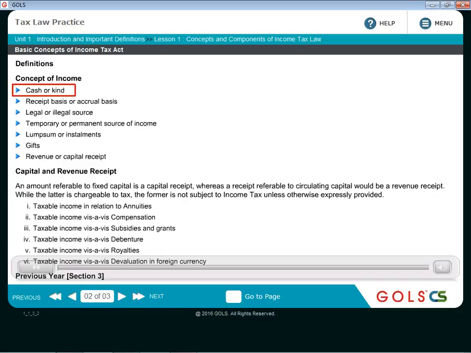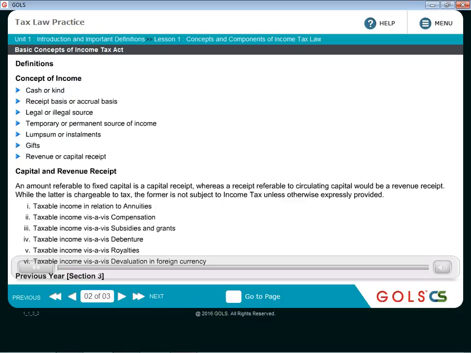Generally, the question arises whether the income received in cash or in kind should be considered. Income tax simply says that whether you receive the amount in cash, which may include bank or cheque payment, or income received in kind, both are taxable. Suppose Mr. A is rendering services and he is getting the remuneration not in cash but in the form of a gold chain. Even that income is taxable. So whether you receive the income in cash or in kind, both will be considered taxable.